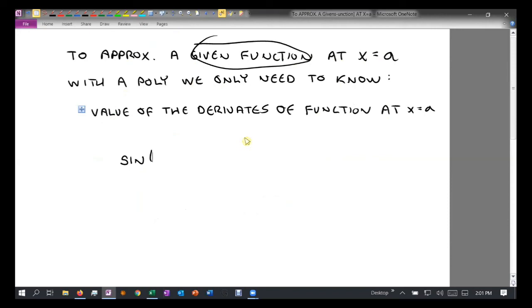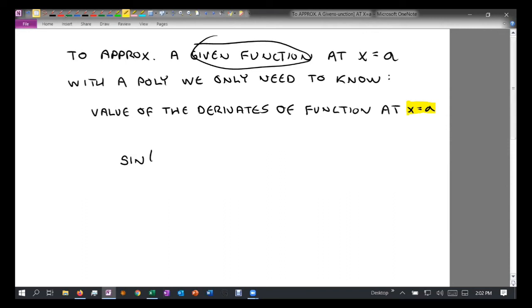You can't generate the function, the polynomial, without knowing what the derivative of the original function is, but you only need to know what's happening at a single point. Does that make sense, Alex? It's saying to generate the power series, you only need to know what all the derivatives of the function are and what the value of those derivatives are at a single point.